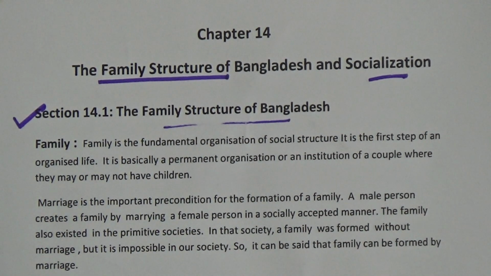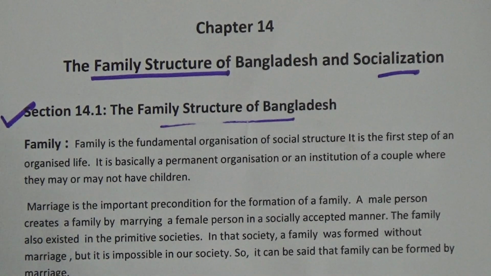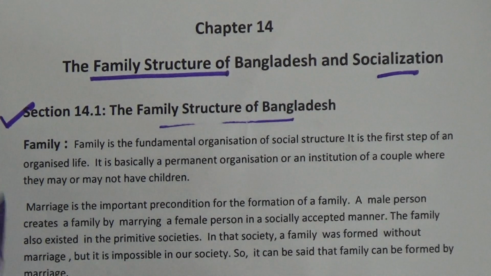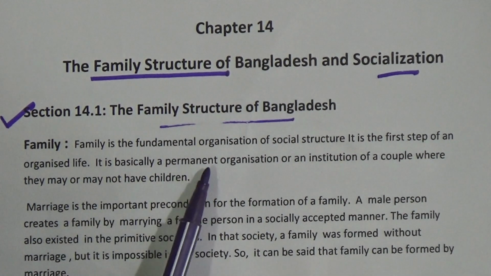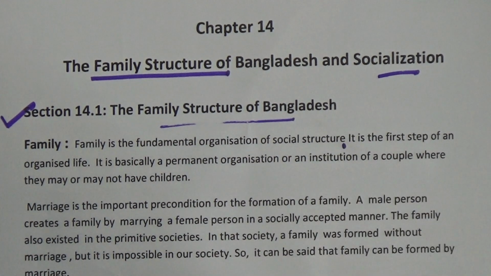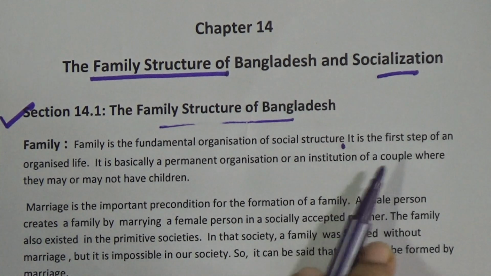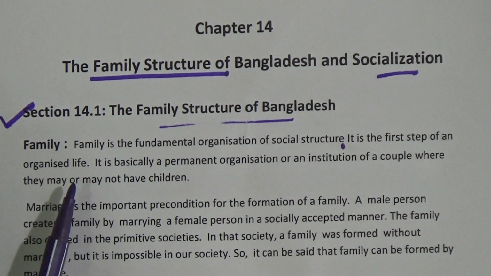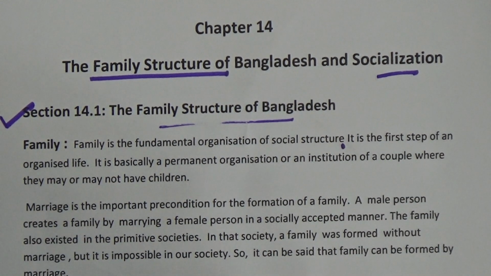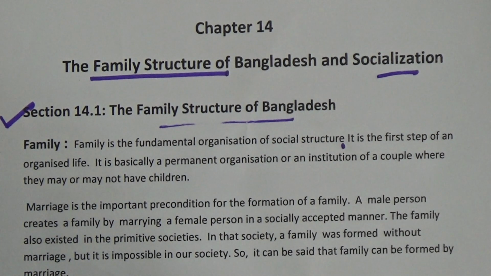Before knowing the family structure of Bangladesh, we have to know what a family is and how it works. At first, family. Family is the fundamental organization of social structure. It is the first step of an organized life. That means this is the first step where people lead their organized life. That means this is a group, a way by which a person organizes a group and then lives their life.